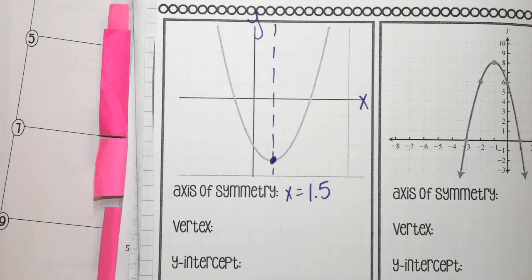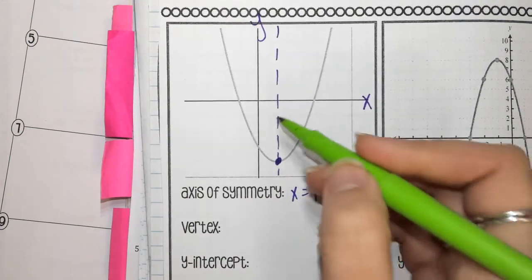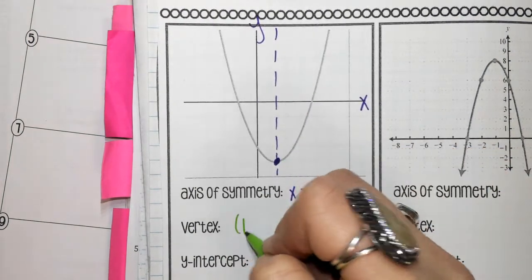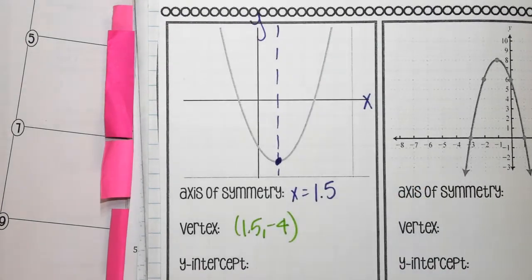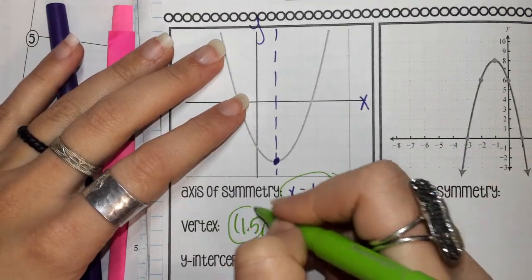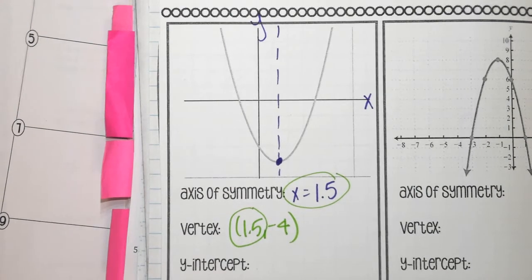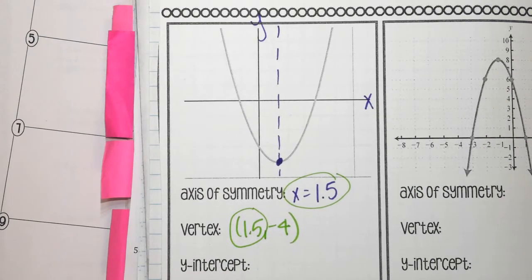Okay, now what's our vertex? You would go right 1.5 and then down how many? 4 based on the lines, I think. 2, 3, 4. That's about 4, so that's 1.5 and negative 4. Now let me tell you this fun fact. Your axis of symmetry and the x value of your vertex are always going to be the same. They are always going to be the same. Does everybody understand?